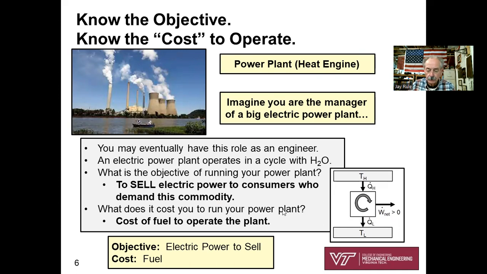What does it cost you to run your power plant? Now, you're going to know there's a lot of costs associated with running any business, right? But let's just look at the thermodynamics part. What it costs you to run your power plant is the cost of fuel required to operate the plant. The cost of fuel, that's what it costs you to run it. So, summary down at the lower part of the slide: objective, produce electric power to sell it. What's the cost? Fuel. That's all you've got to know. We're going to move on from that.